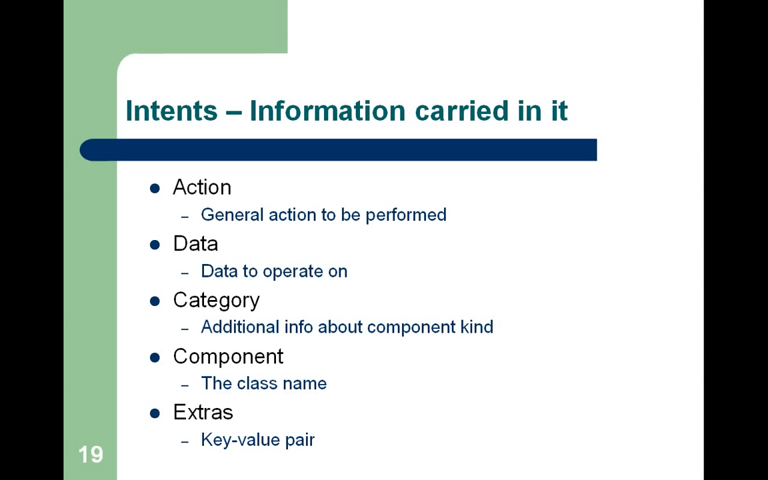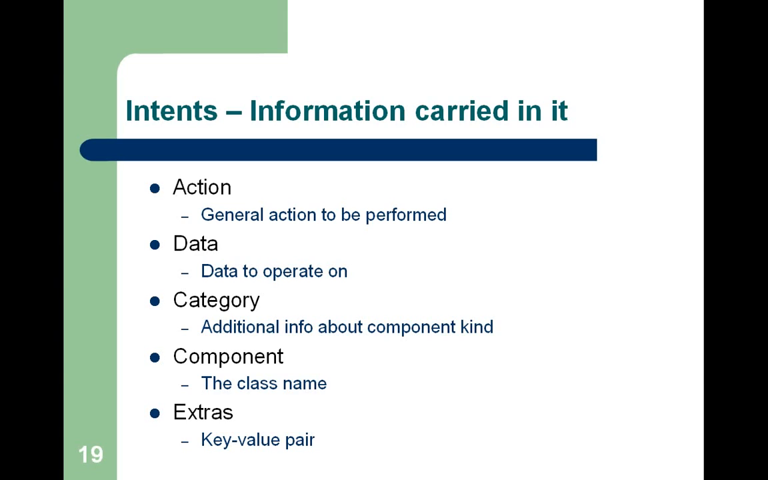Another information carried in intent is category, which contains additional information about the kind of component that should handle the event. So this category tells which kind of component can handle the event. For example, you have a hyperlink. Your category may be category browsable, which can tell you what kind of component can handle it.